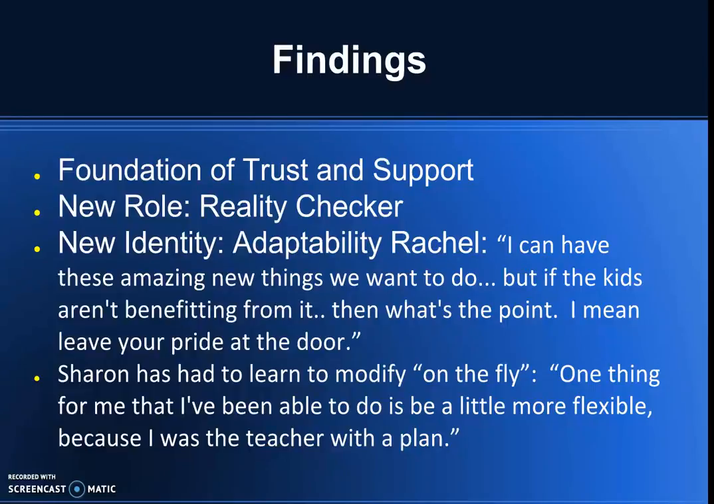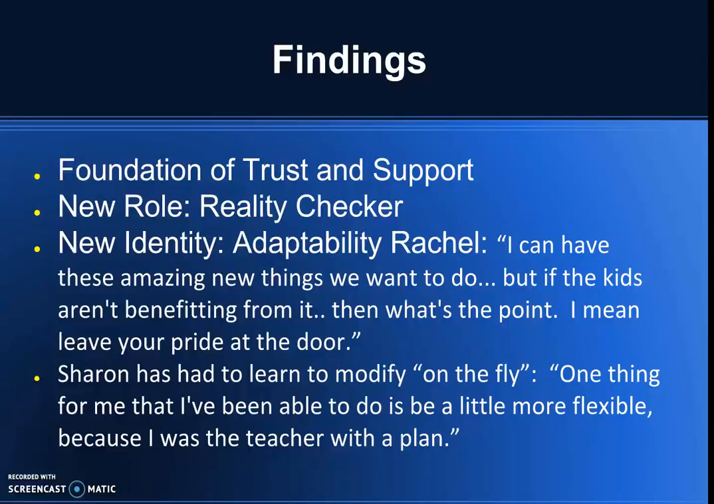So Rachel described Sharon as the reality check in their relationship. Sharon is the one that would always say, hey, this isn't working, or this should change, or let's think about taking something off the ELL students' plates. And Sharon embraced that role as well by seeing herself as an observer. They both had to find a new identity, and that involved adaptability.